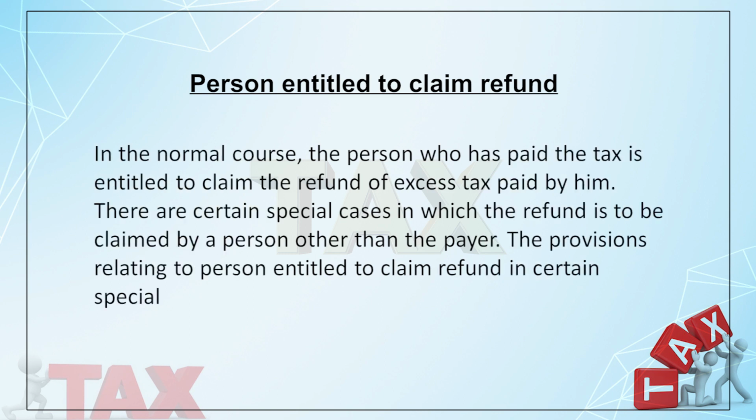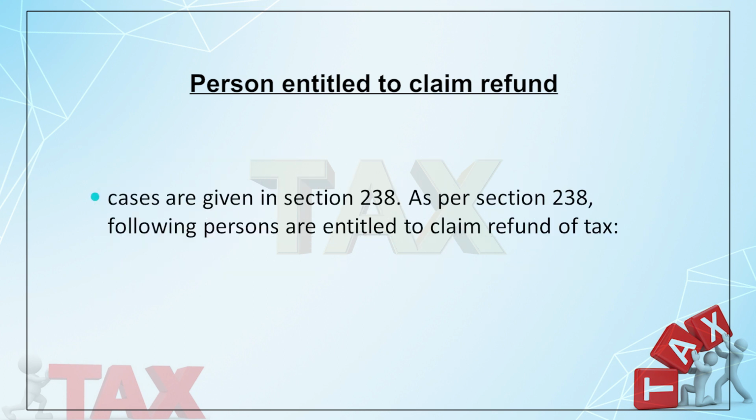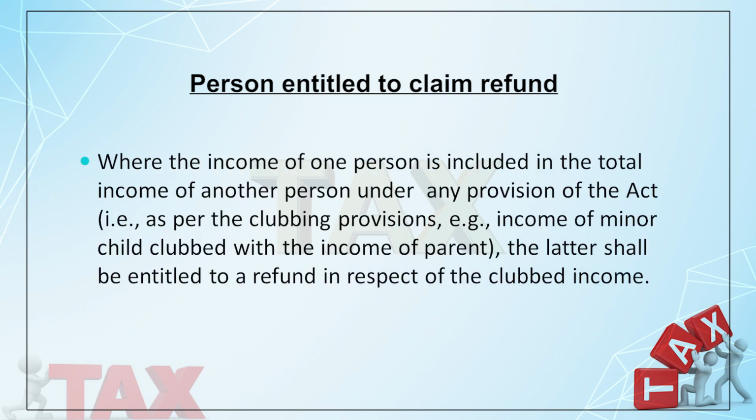Now, there may be certain special cases in which the refund is to be claimed by a person other than the payer. What are the types of special cases? Income of one person is included in the total income of another person under any of the provisions, say clubbing of income provisions, like wife's income clubbed with husband's income, or minor child's income clubbed with either of the parent's income. Then the latter shall be entitled to a refund in respect of the clubbed income, as well as the tax paid in excess.